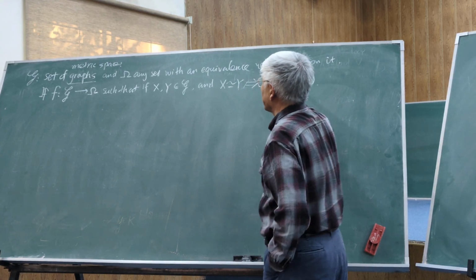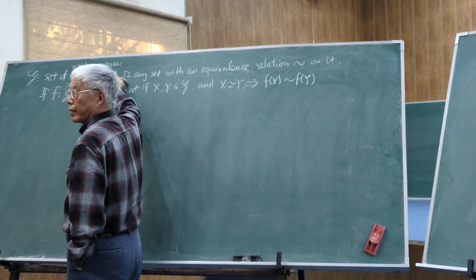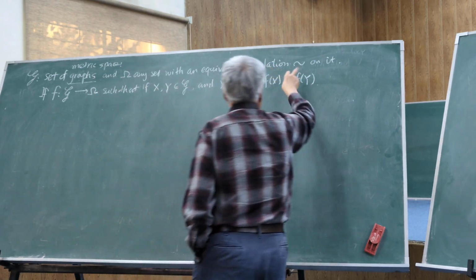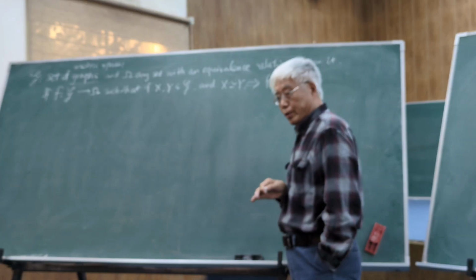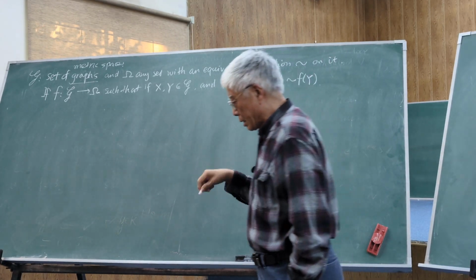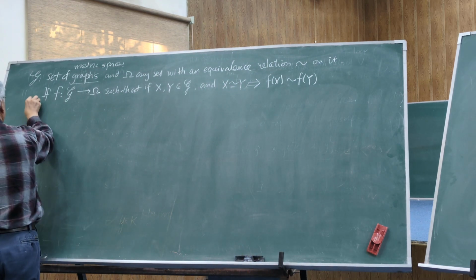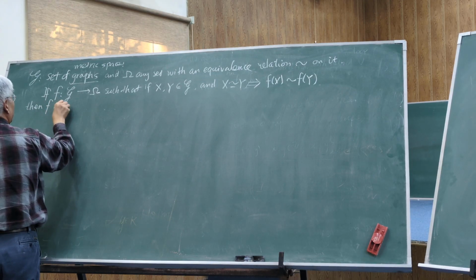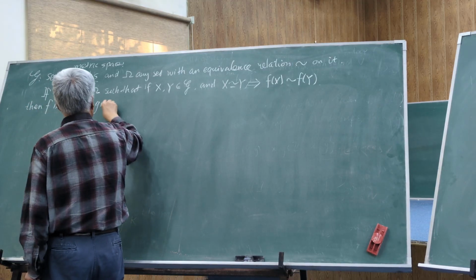The mapping is from the set of graphs to this any given set, and this set has an equivalence relation on it. So the images are equivalent to each other. This is the weaker version of the more general rule. Then we call F a graph invariant. This mapping F is called a graph invariant.